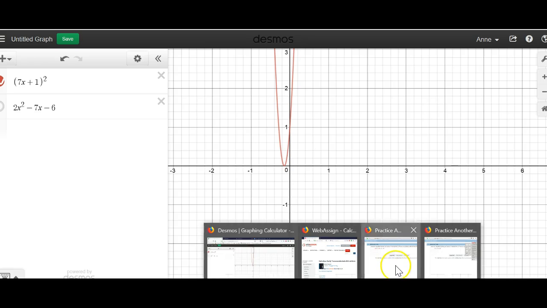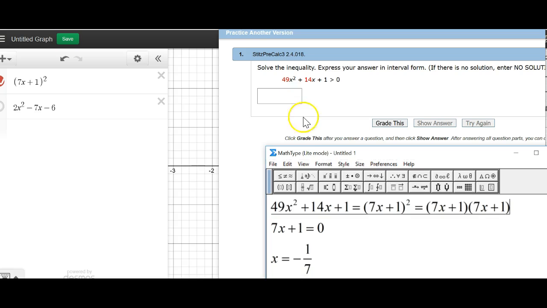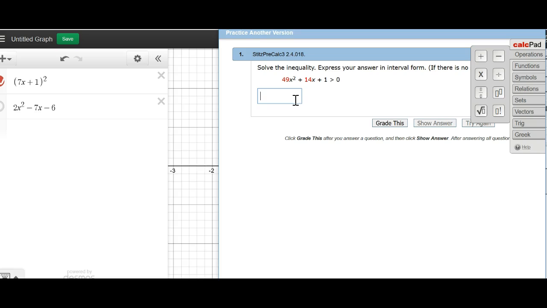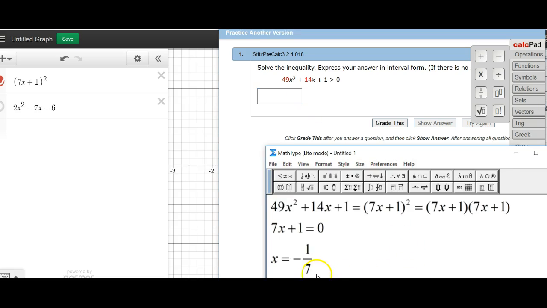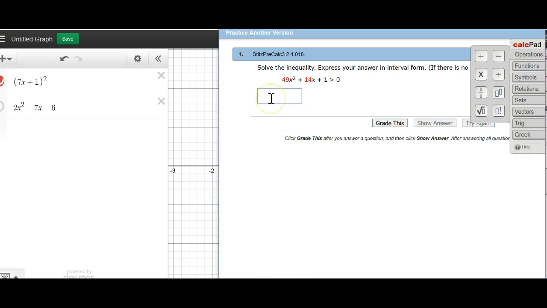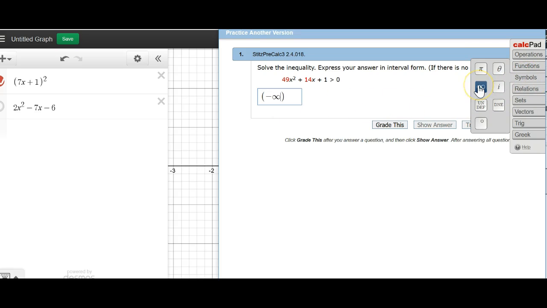So let's go back to this. So the inequality is greater than 0. So since this opens up and it has a vertex on the x-axis, all points have y values that are greater than 0 except that vertex. That vertex has a y value that's equal to 0. So I want to include all values except minus 1/7. So I'll try to enter that in WebAssign. Wish me luck.